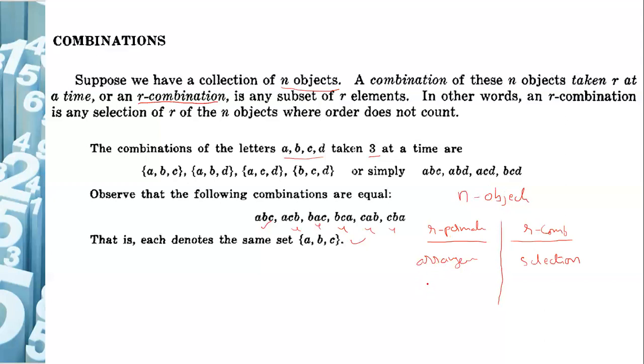And here it will be more. For example, in the same example, ABCD, four elements, I am asking you about three-element combinations of four.